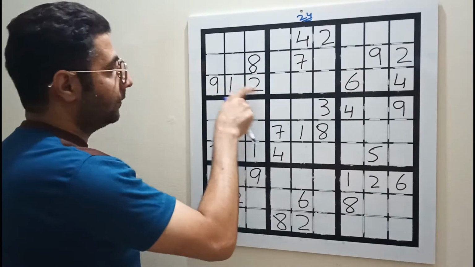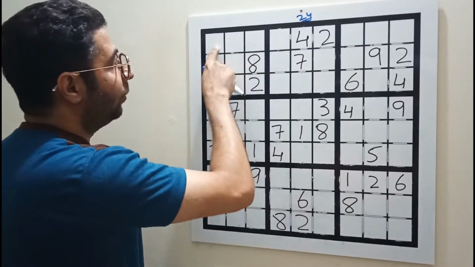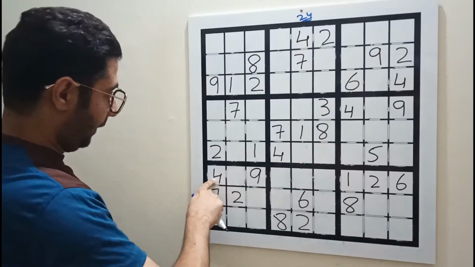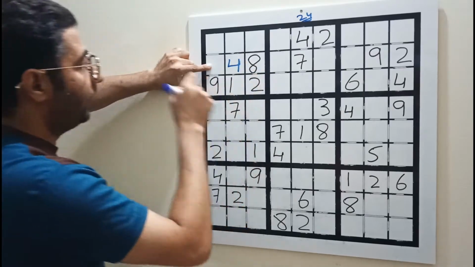4 cannot come here because of this line is filled. 4 cannot come in this block because of this. We have 4 here. 4 cannot come here. That's the only place 4 can go.